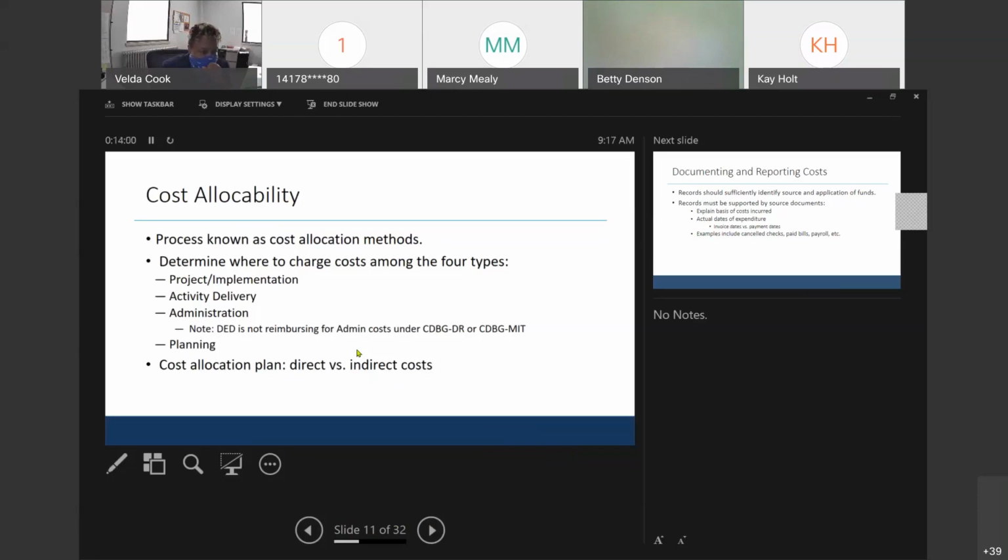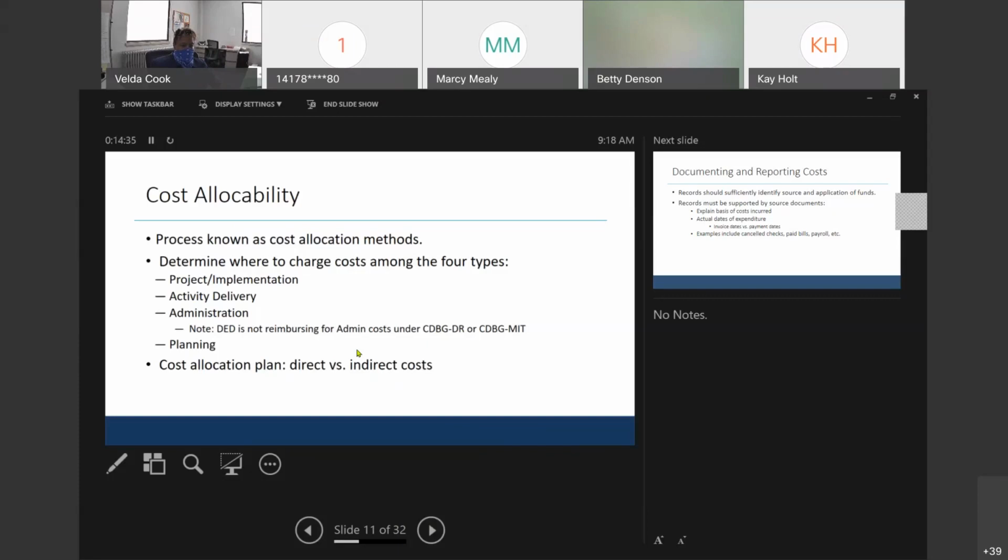I would say that for these projects, you're going to at least utilize 2 of these 4 types, and those would be the project / implementation and the activity delivery. And then because the planning grants are specific planning only grants that you're applying for. And please note on here that although we have listed that administration is one of the 4 types of costs that are structured for CDBG projects, that we are not reimbursing for admin costs.